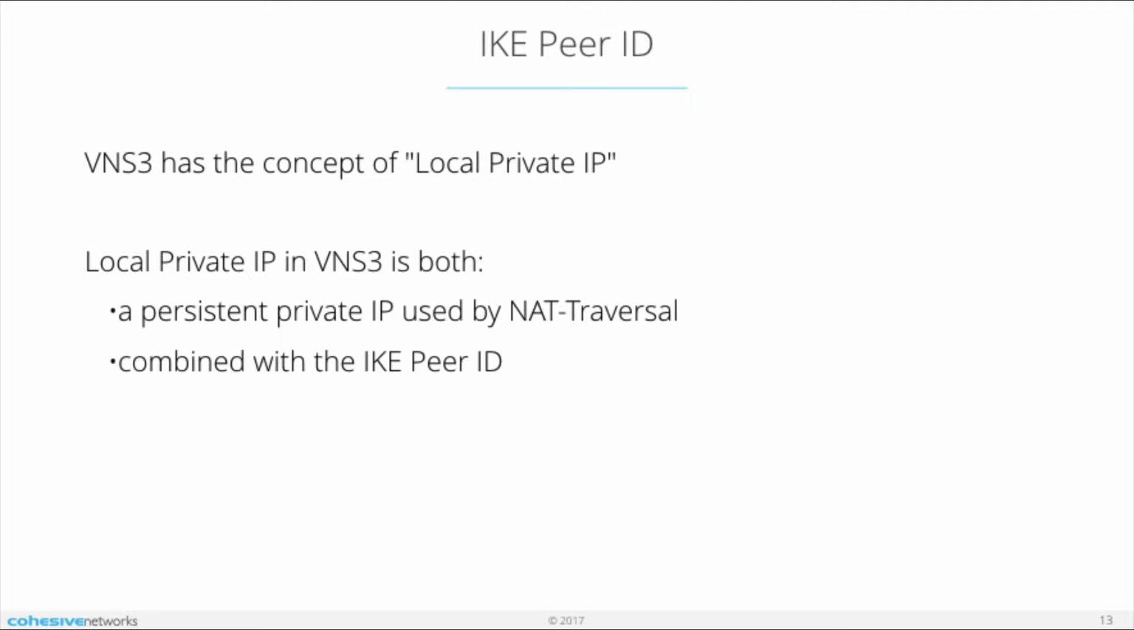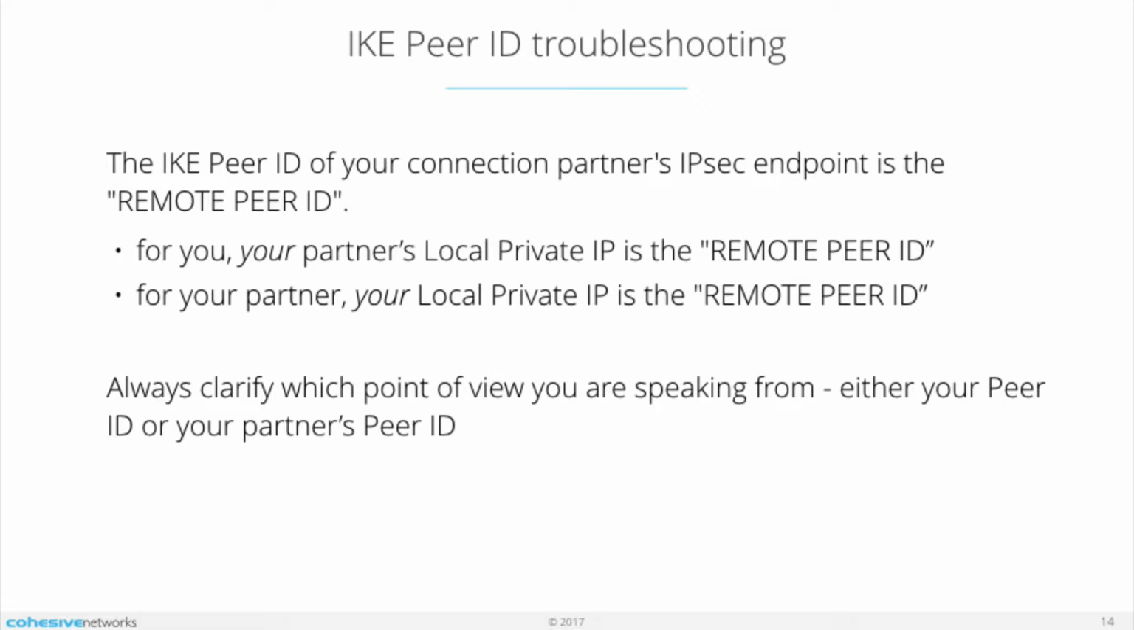So that's what local private IP does in part. We also use the local private IP as the IKE Peer ID. The customer will sometimes want to know what your remote peer ID is. From their point of view, you're remote. From your point of view, they're remote. So you need to know from which point of view you're talking about.